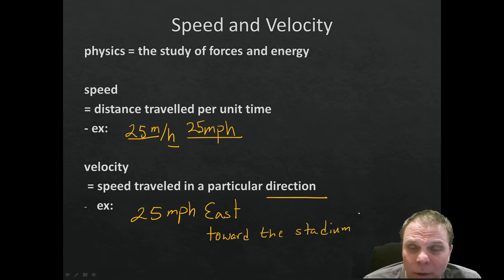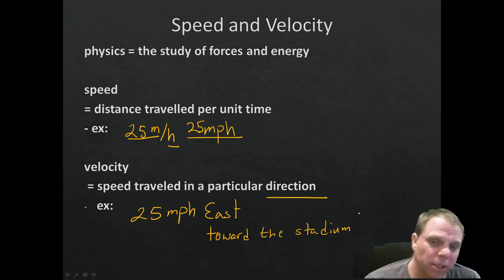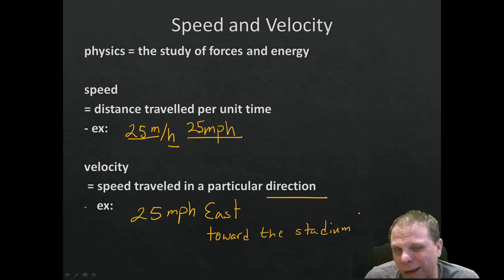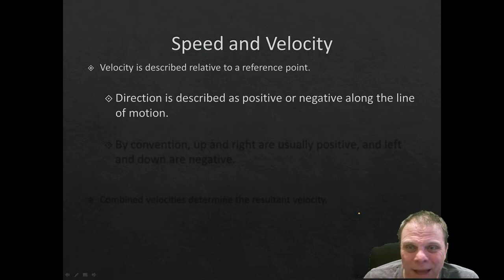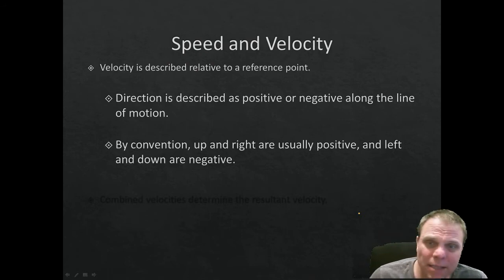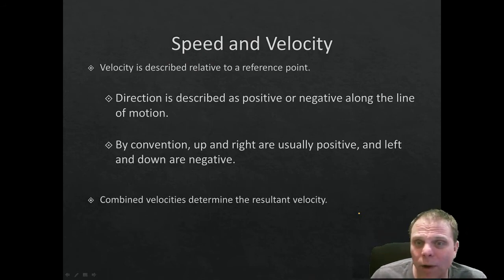So velocity is going to include a direction. Speed does not include direction, okay? So if we ask you for velocity, make sure you include a direction in it. I keep giving you 25 miles per hour because that's kind of what we're used to. But remember, we want to do things in the metric system, and in the metric system, we typically use meters per second.